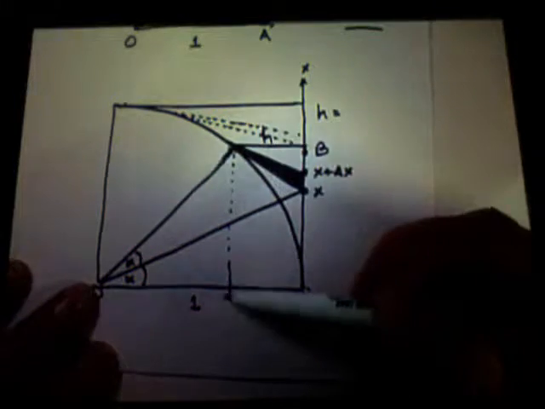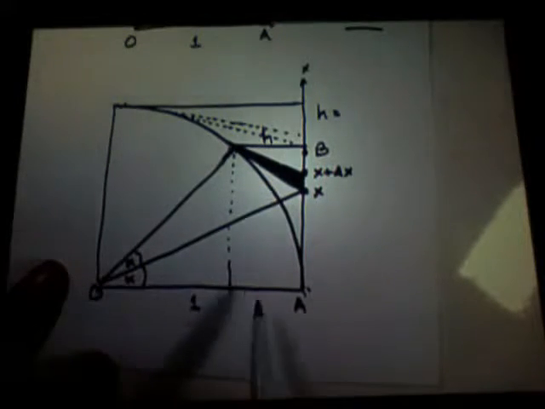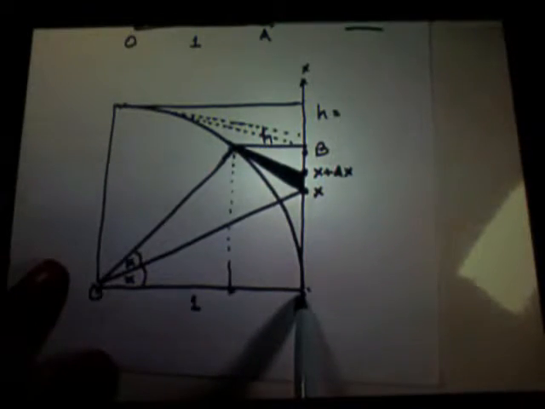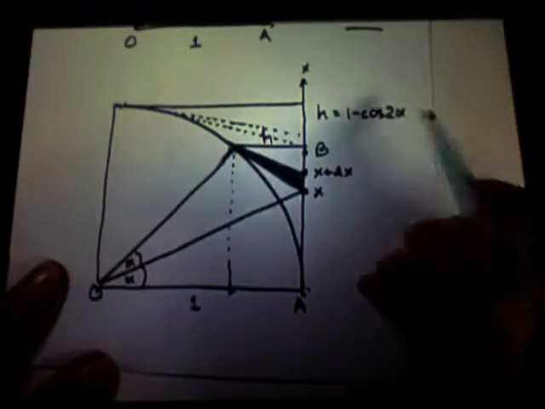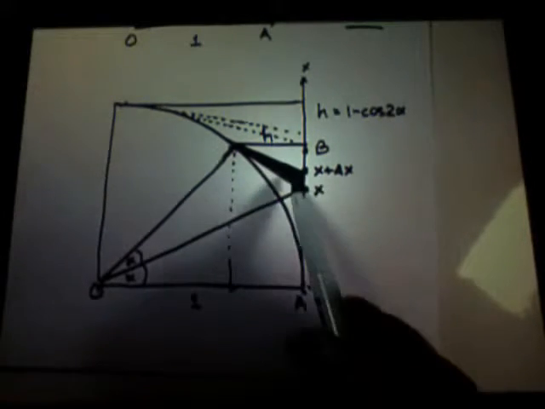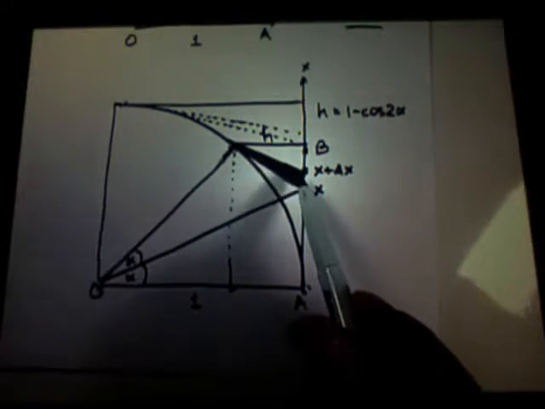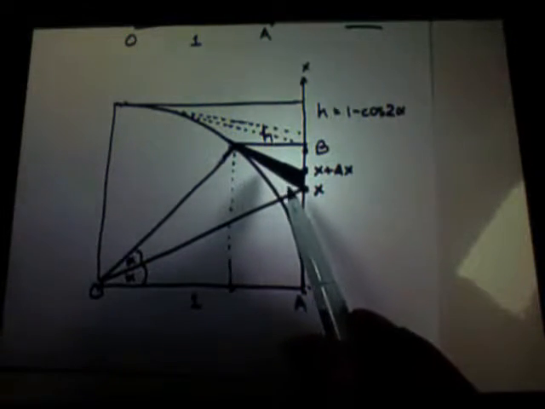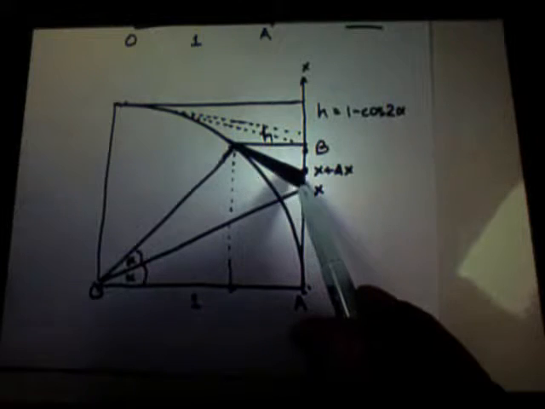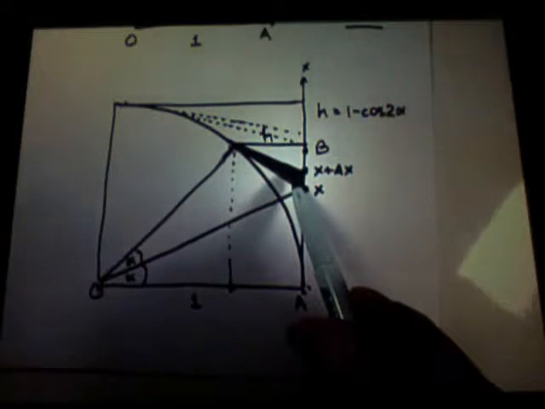1 times cos 2 alpha is the distance from here to here. So 1 minus the distance from here to here is h: 1 minus cos 2 alpha. That's the height of the shaded rectangle. Yes, that's a rectangle, the shaded figure. Height of the shaded figure.